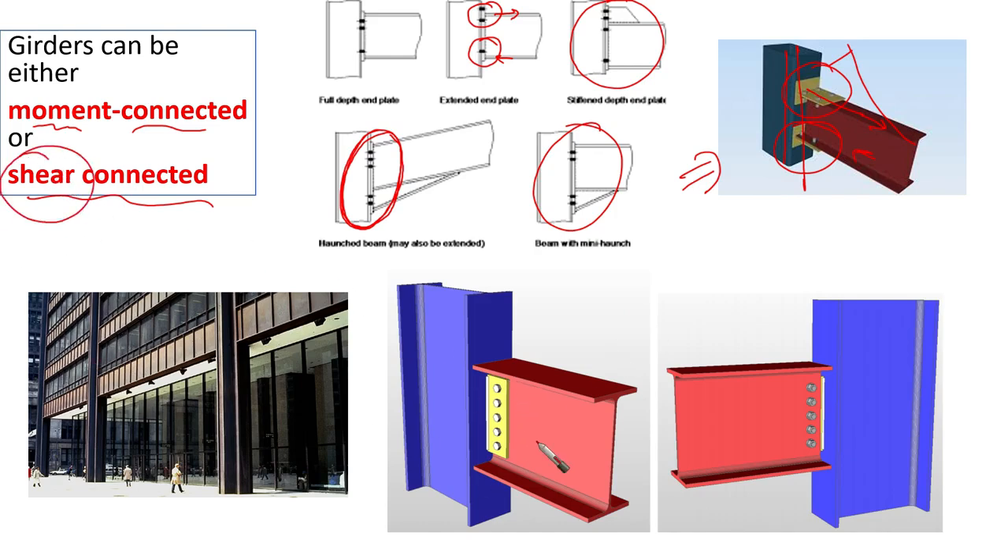Shear connection means that no moment is going to be transferred from beam to column. Only the gravity loads or the vertical loads are going to be transferred from the beam to the column through this connection, like some bolts here or maybe some line of weld, and that's it. So there is no moment developed here. So we can categorize beams based on whether they are moment connected or shear connected.